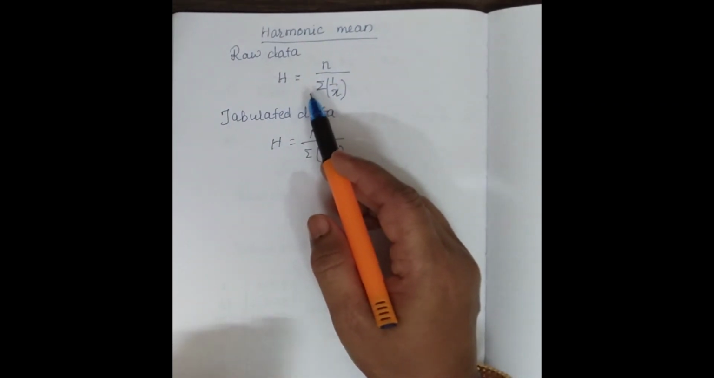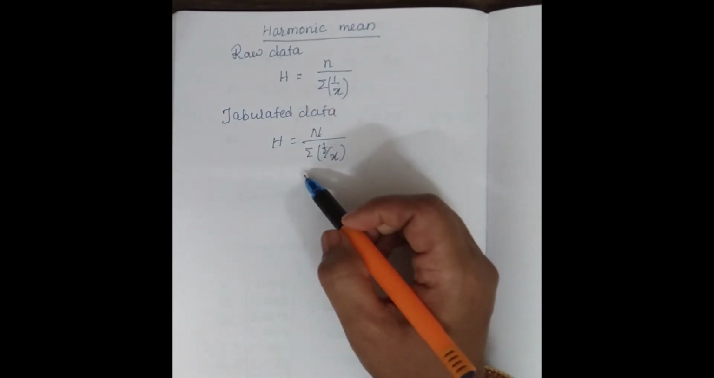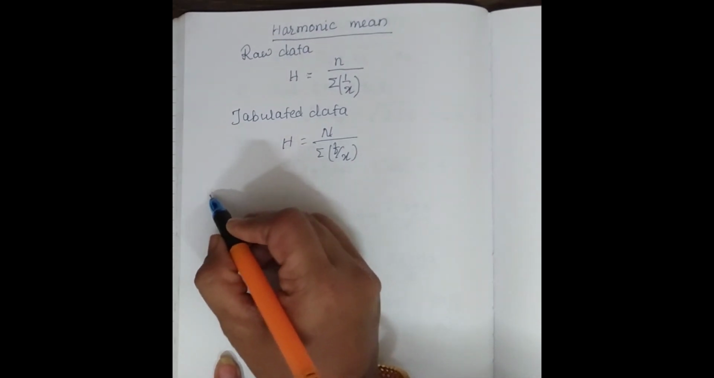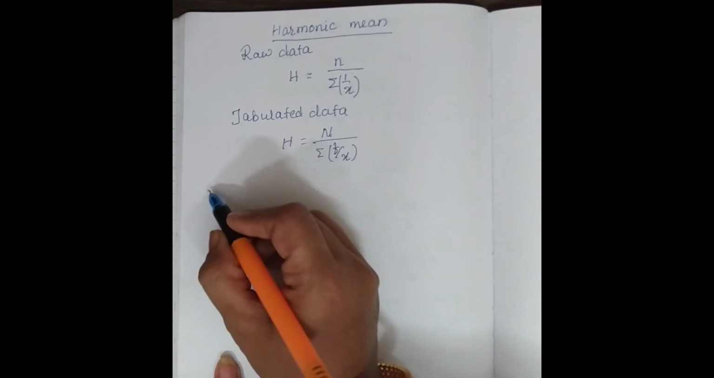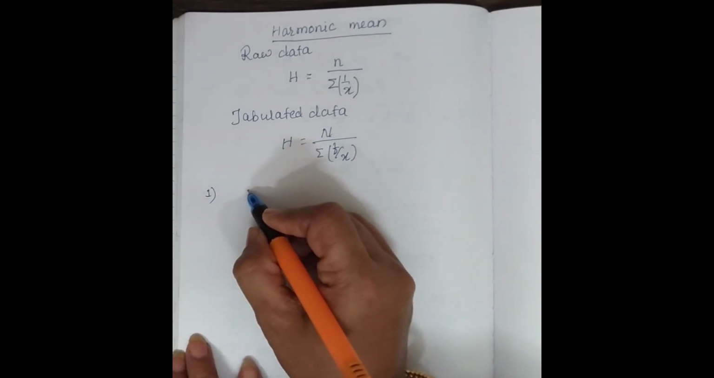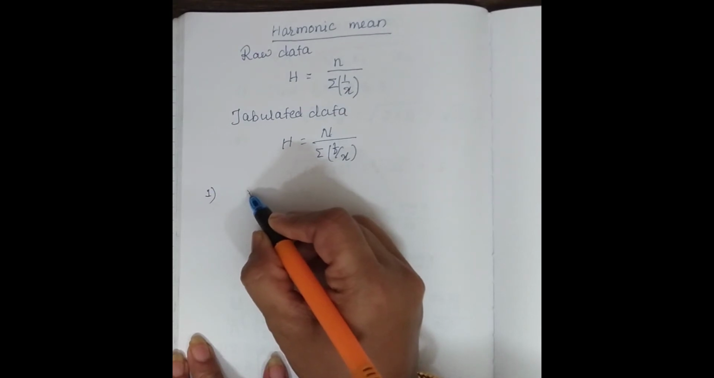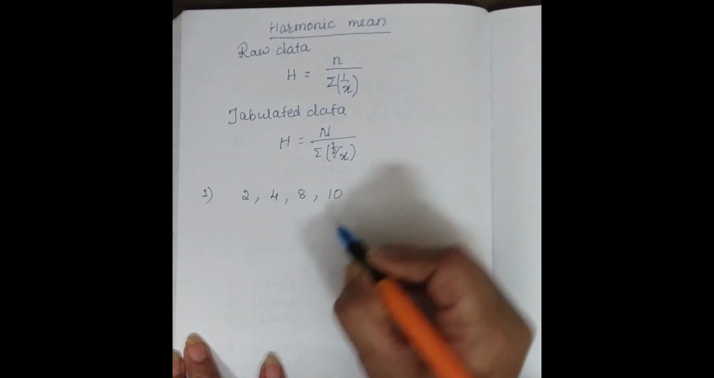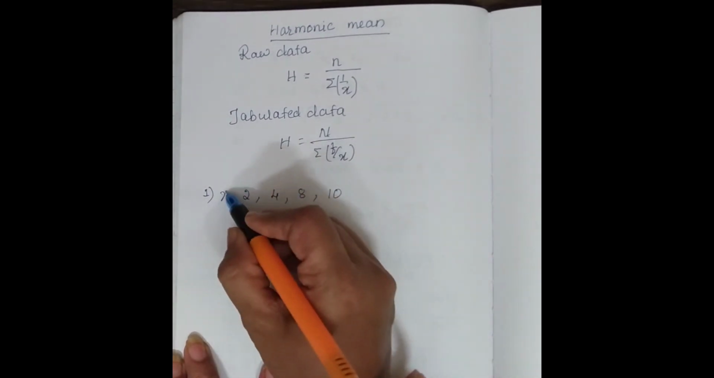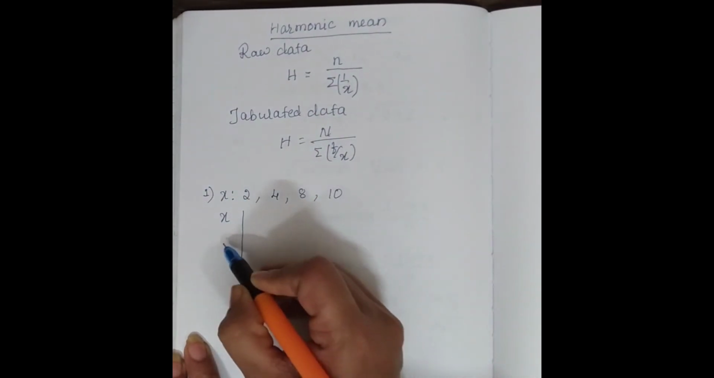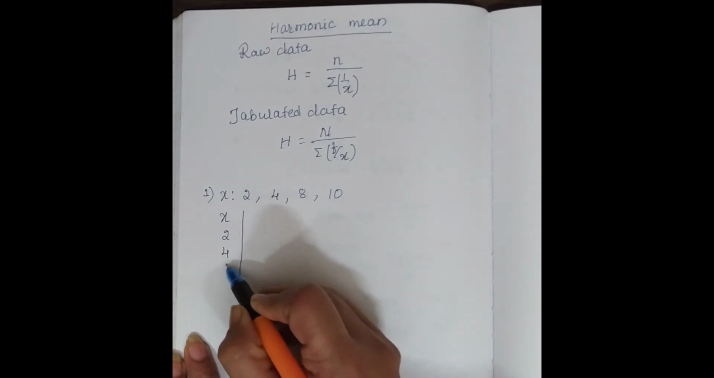This is raw data. Okay, we will calculate one example over here. If they give any one, I will take raw data. Calculate the harmonic mean for the following data: 2, 4, 8, 10. These are the x values they will give. Then you have to take it column-wise: 2, 4, 8, 10.